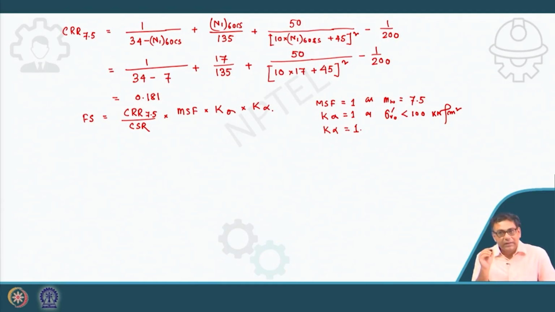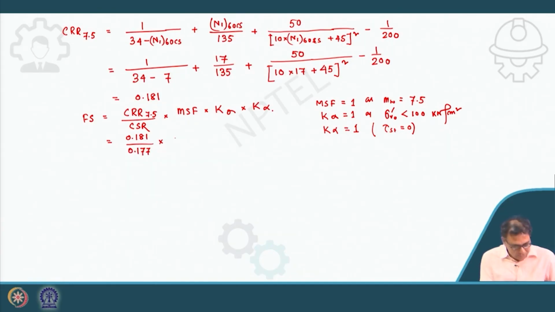The static shear stress, tau_ST, does not exist here, so we are not considering its effect and we assume it is 0. If this is the case, then our value will be 0.181 divided by 0.177 into 1 into 1 into 1.